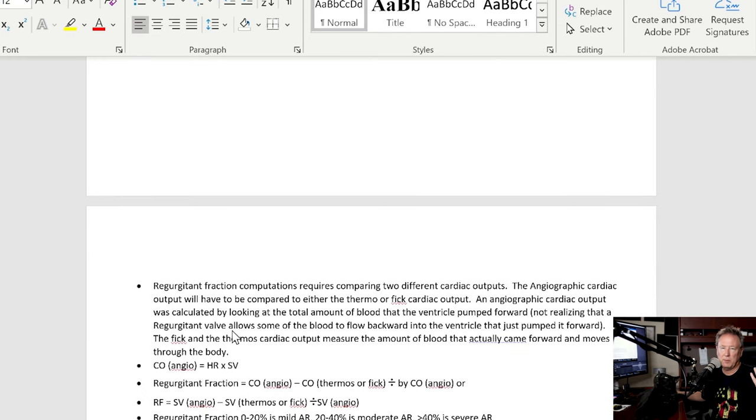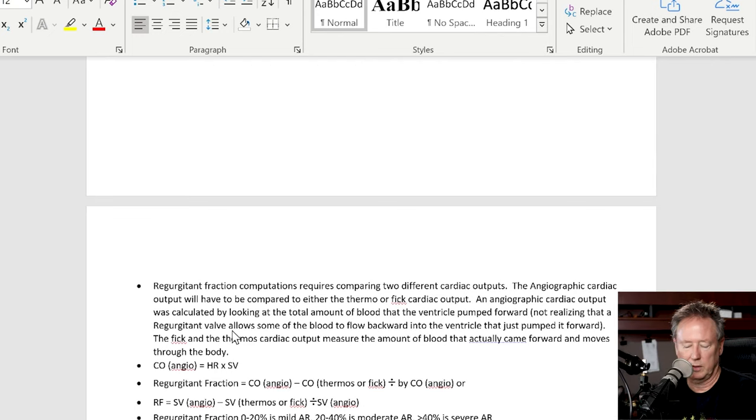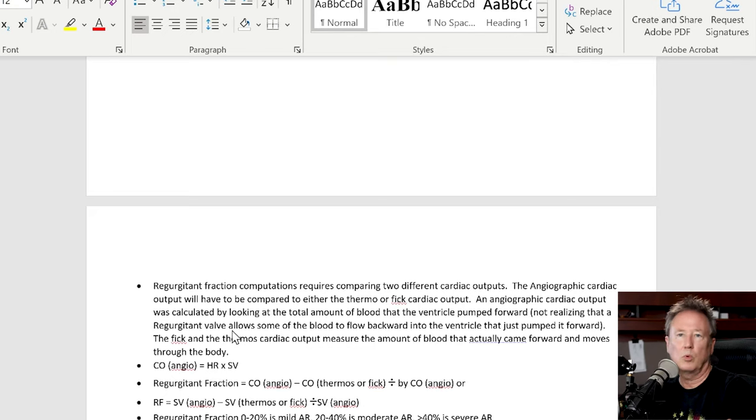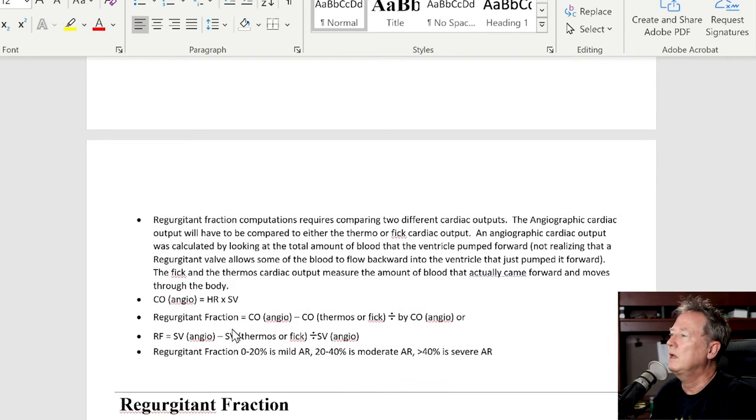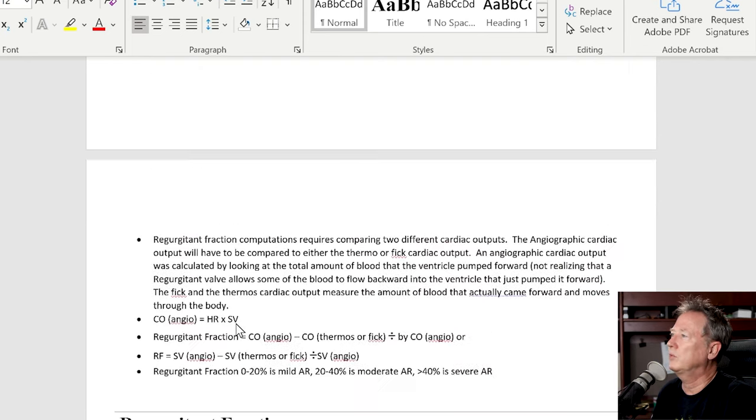And all this doesn't come from my mind. This comes mainly from three books, by Morton J. Kern, Wes Todd, and Michael Ragosta. Morton J. Kern's handbook, the one that everybody in the cath lab has. Michael Ragosta's Textbook of Clinical Hemodynamics, which is what I use for class, and Wes Todd's study review for the RCIS exam. And we'll delve more into it. Here's regurgitant fraction.